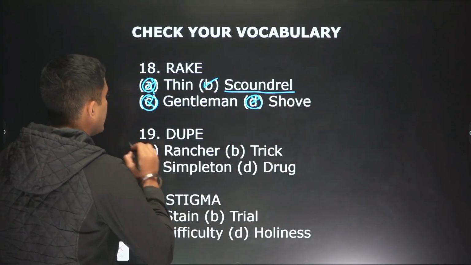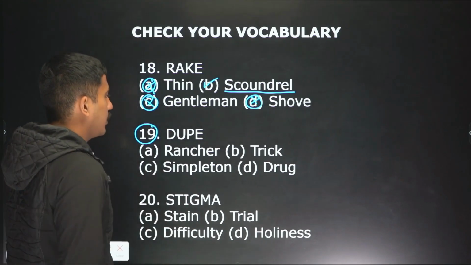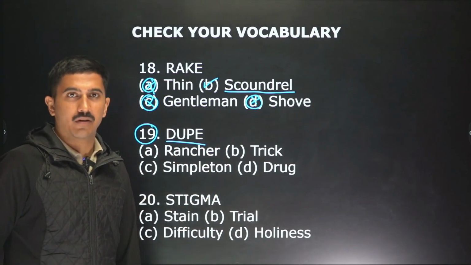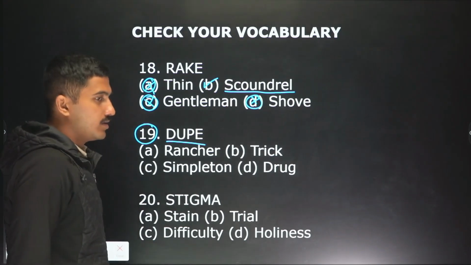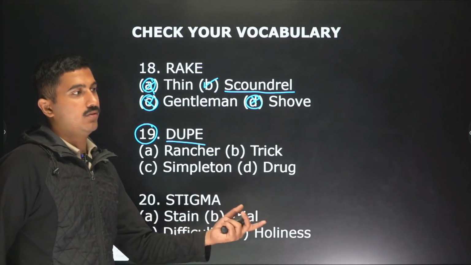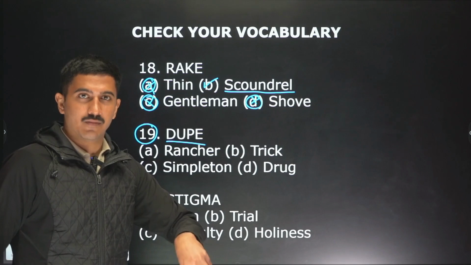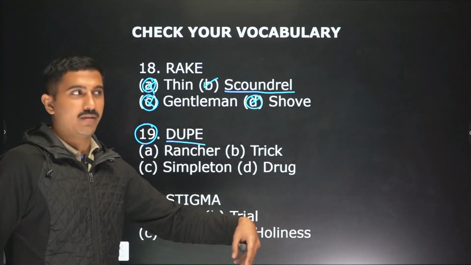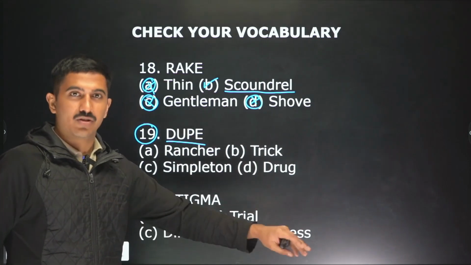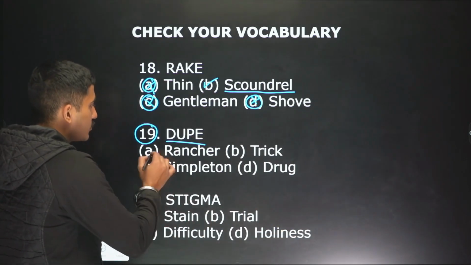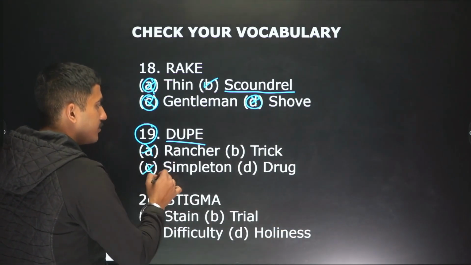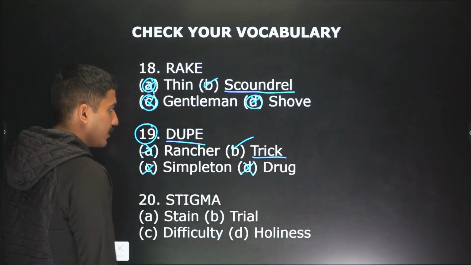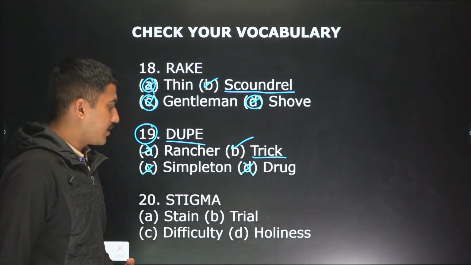The next we have is dupe. What does dupe mean? Dupe means to basically trick someone into doing something, right? Basically, by telling them a lie, you are asking them to carry something, or do something illegal, or just do your work. So obviously, it's not rancher, it's not simpleton, it's not drug. Obviously, it is tricking someone to do something. So the most clear word is trick.